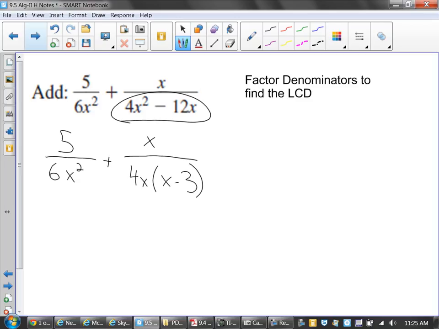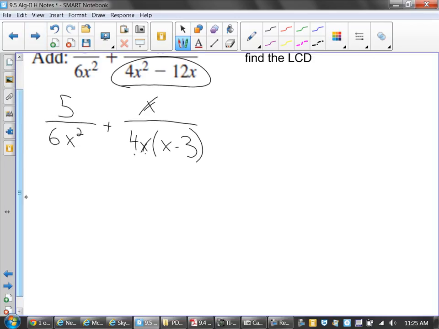No. See how this is 4 times x times the quantity x minus 3? It's 3 things being multiplied together. The numerator has a single x. That means these two can simplify out because it's a grouping of 1. So now I'm able to simplify that a little bit prior to getting my common denominator, just a little bit less work. Sometimes it happens, sometimes it doesn't.